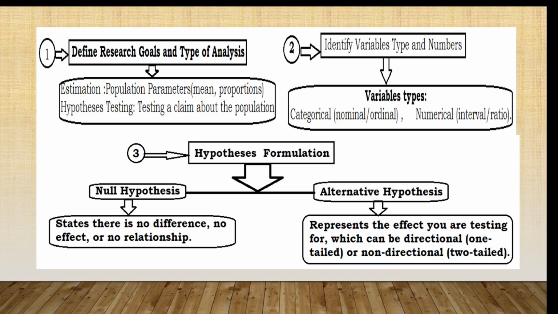Number three, you formulate your hypothesis, formulate your null hypothesis, where you state that there is no difference, no effect, or no relationship between your variables. Whereas in the alternative hypothesis, you will state that the effect you are testing for can be directional or one directional, in which there's effect actually. But you have to specify the type of the effect, whether it is directional or non-directional, two-tail, as we discussed in one of the previous lessons.